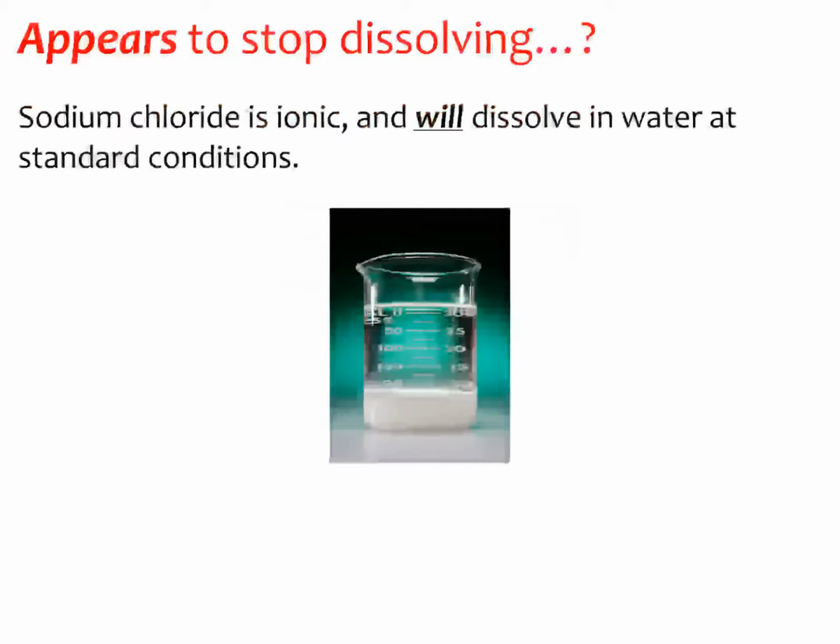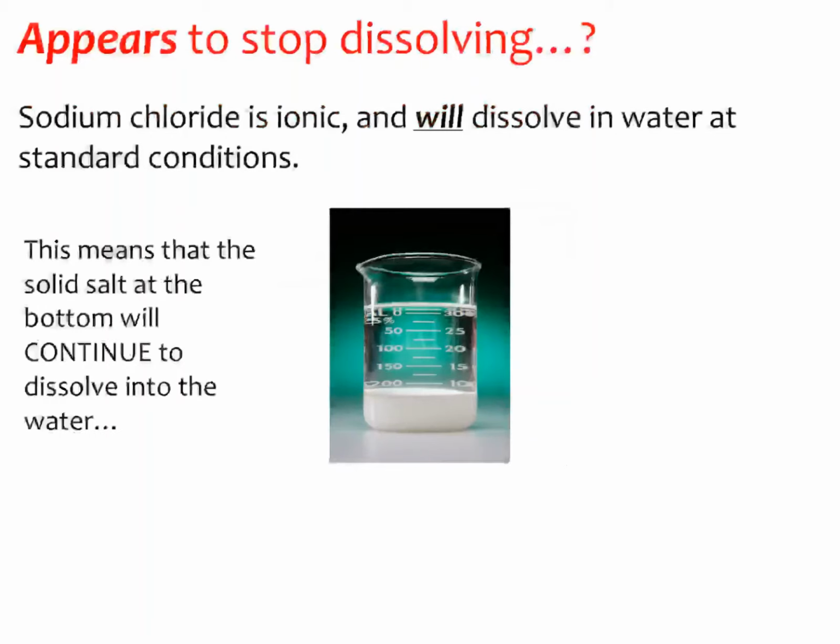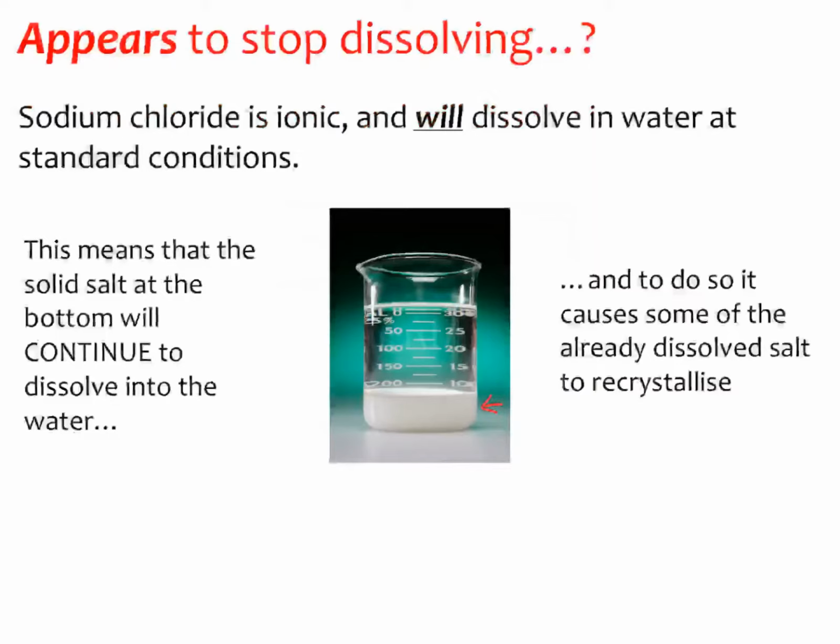So we need to think, what is actually happening? And if we think through the chemistry, sodium chloride is ionic, and that means that it will dissolve in water at standard conditions. If you put something ionic into water, it will dissolve. This means that the solid salt at the bottom of that beaker will continue to dissolve in the water, because solid ionic substances will dissolve in water. But for that to happen, some of the already dissolved salt that's in the solution has to crystallise and turn back into a solid.